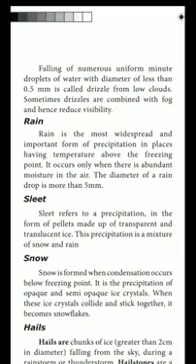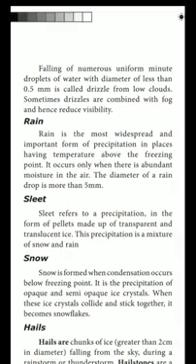Listen carefully, students. Falling of numerous uniform minute droplets of water with the diameter of less than 0.5 millimeter is called drizzle. From low clouds, sometimes drizzles are combined with fog and hence reduce visibility.